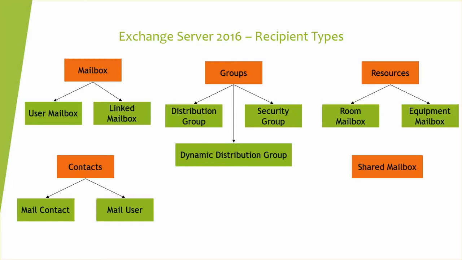The second recipient type that we have is groups. Everyone knows what groups are, but in Exchange Server, groups come in three types. So the first one is distribution group. Distribution group is something where you are enabling a group to send and receive emails. For example, let's take the finance department. In the finance department, you have 15 different users. What you are trying to do here is make sure that whenever you send an email to finance, the email should go to all members of finance.